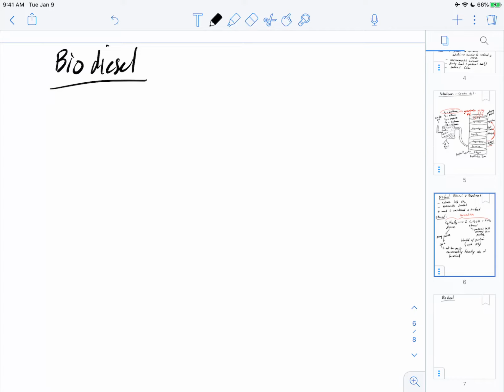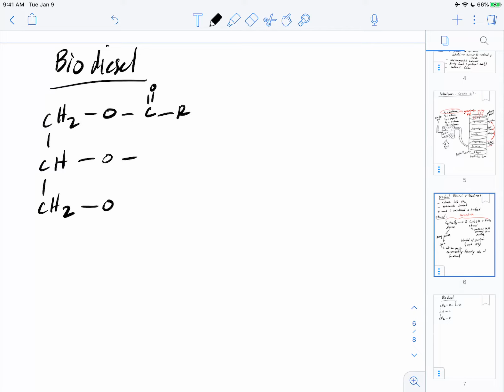You're going to start off with two components. One is triglyceride. A triglyceride is just a fat or an oil. The difference between a fat and an oil, we'll talk about tomorrow, is whether it's a solid or liquid at room temperature. In either case, we've got this 3-carbon chain with an oxygen off of each carbon. And then we have a structure of carbon that's double bonded to an oxygen. And then we have these R groups.